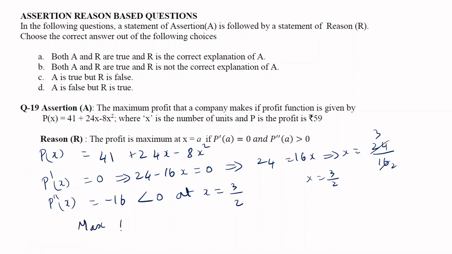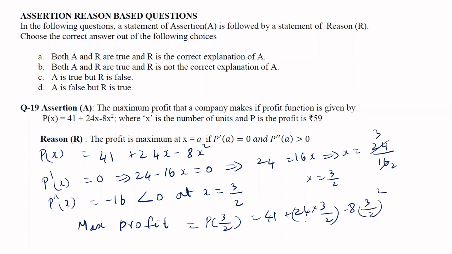So maximum profit is P of 3 by 2, which is 41 plus 24 into 3 by 2 minus 8 into 3 by 2 the whole square. So this is 12. Here it is 41 plus 36 minus, here it is 9 by 4. So 8 into 9 by 4 is 18, minus 18. So this is 59. So maximum profit is rupees 59. So here the assertion is true.